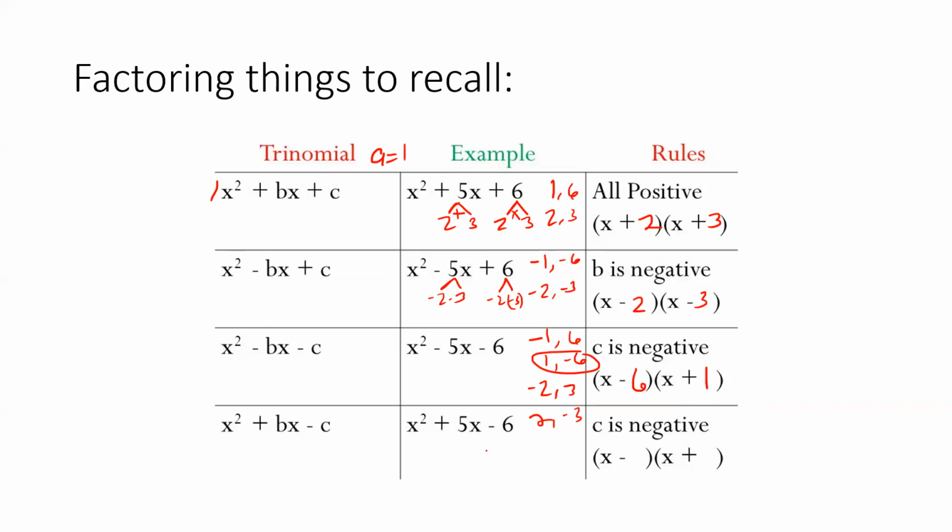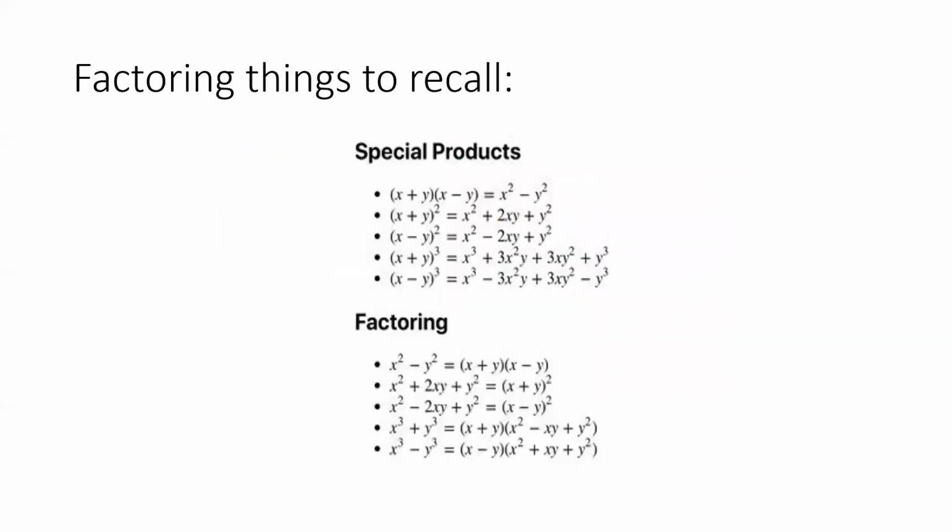Using this list for here, the reason why I would still use this list is because I have a positive sum. I'm looking for a negative product. The only way to get a negative product is that one of them has to be negative. So out of my options, what works for this one is negative 1 and 6. So it becomes x minus 1 and x plus 6. Okay, so hopefully this sounds like a refresher.